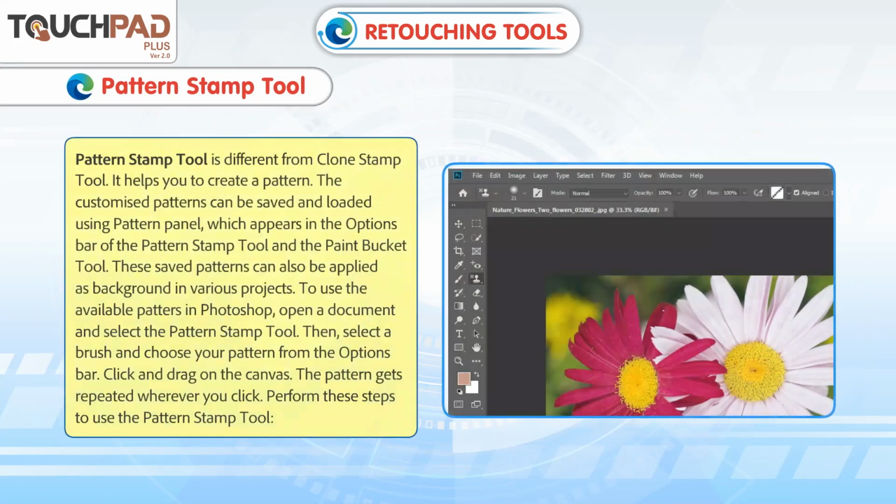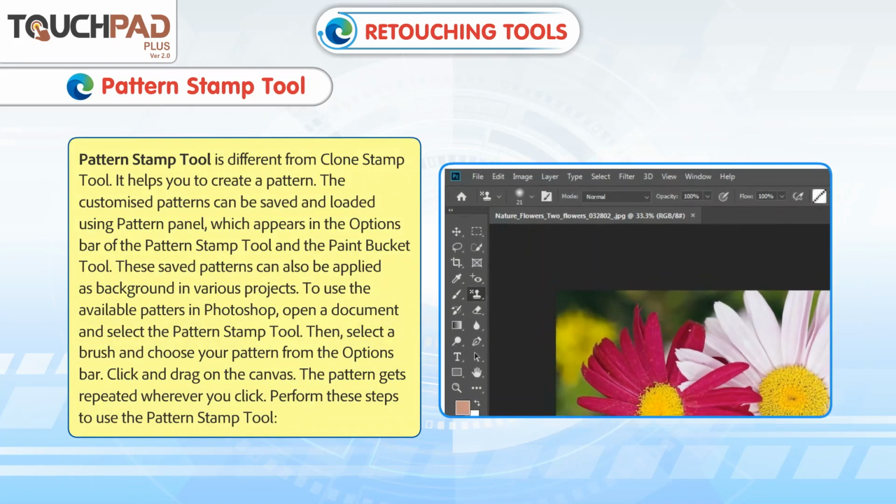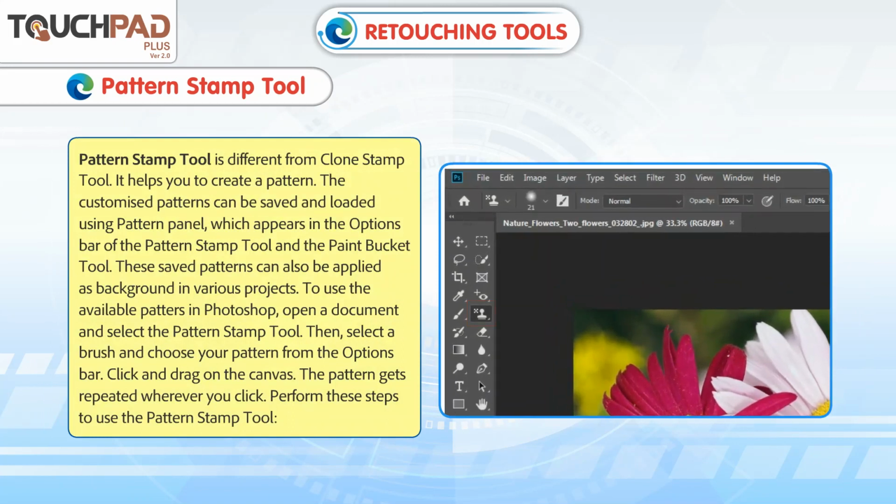Pattern Stamp tool. The Pattern Stamp tool is different from the Clone Stamp tool. It helps you to create a pattern. The customized patterns can be saved and loaded using the Pattern panel, which appears in the options bar of the Pattern Stamp tool and the Paint Bucket tool.